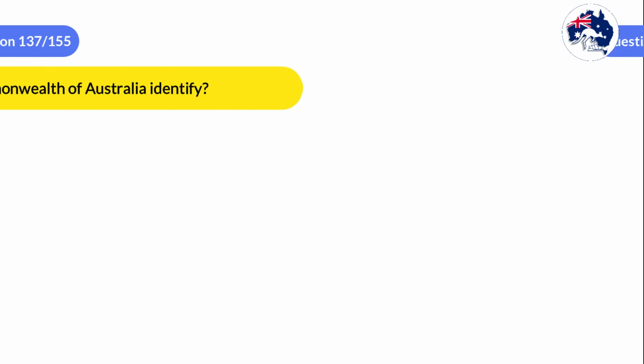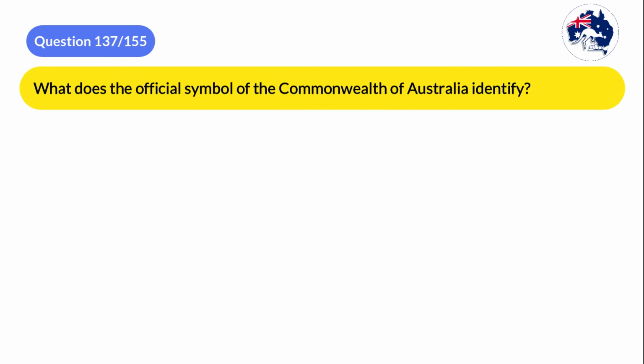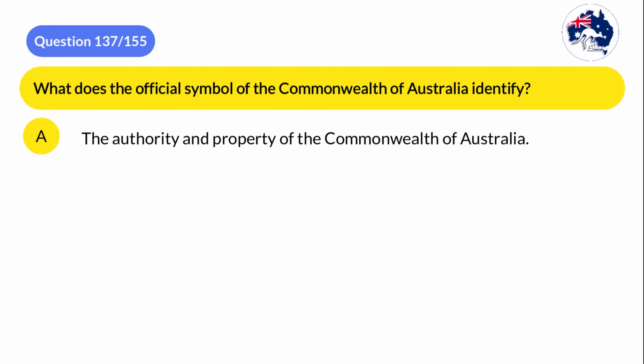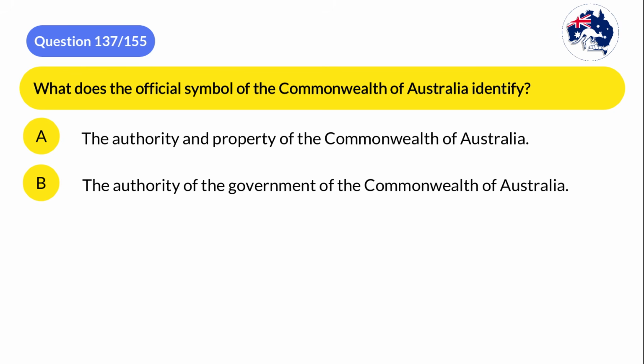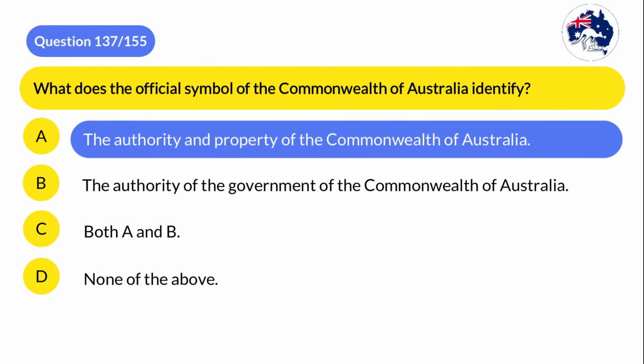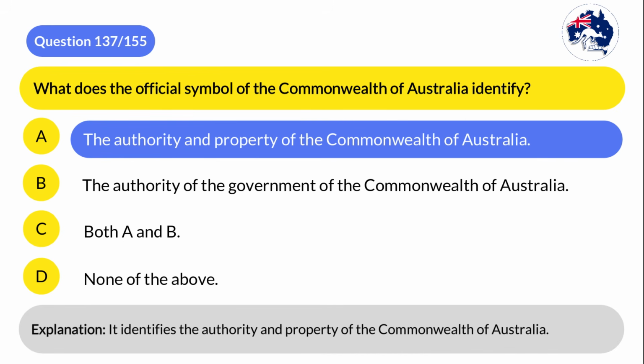Question 137. What does the official symbol of the Commonwealth of Australia identify? A. The authority and property of the Commonwealth of Australia. B. The authority of the Government of the Commonwealth of Australia. C. Both A and B. D. None of the above. The correct answer is A. The authority and property of the Commonwealth of Australia. Explanation: it identifies the authority and property of the Commonwealth of Australia.